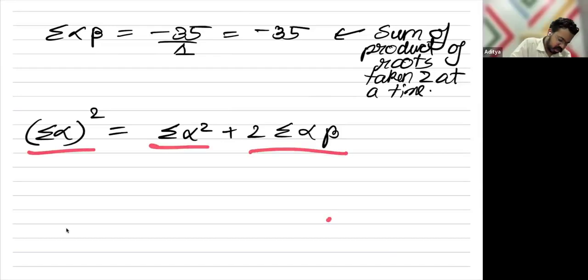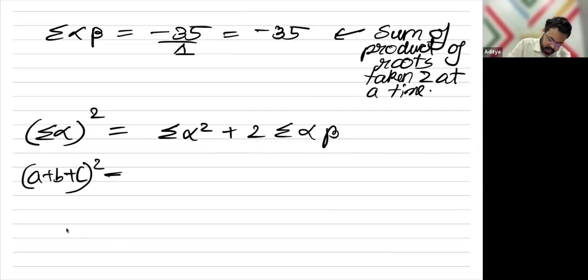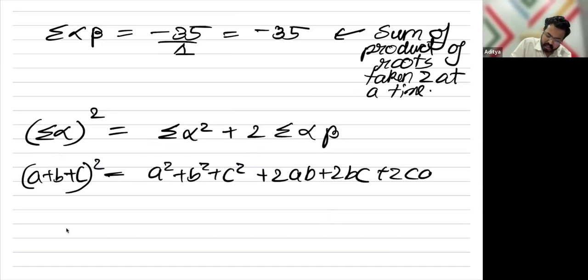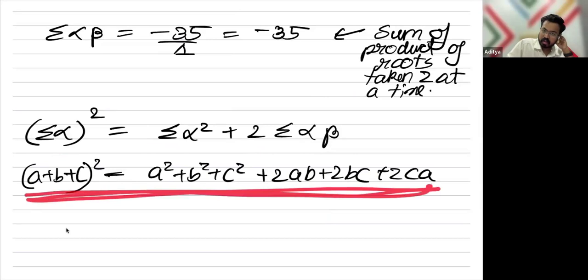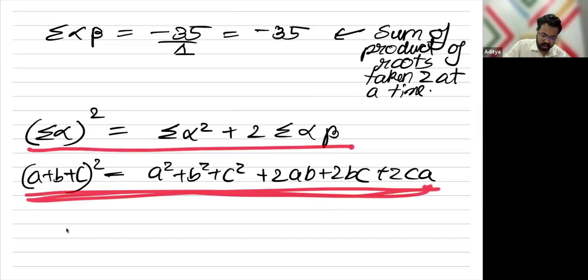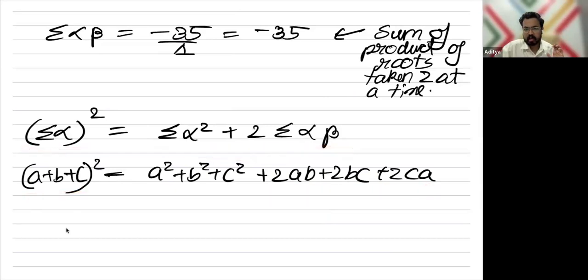I'll give you smaller examples like a plus b plus c, the whole square, is equal to a square plus b square plus c square plus 2ab plus 2bc plus 2ca. Correct? This is the very well-known identity that you know. This can be also generalized to arbitrary number of terms. That's why when I write summation alpha, I mean as many terms as I want.